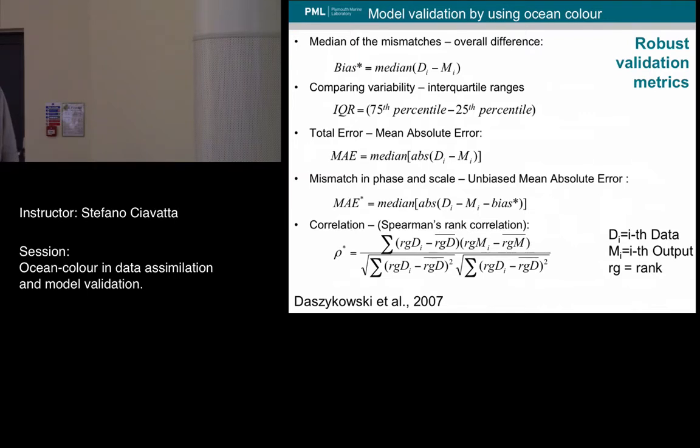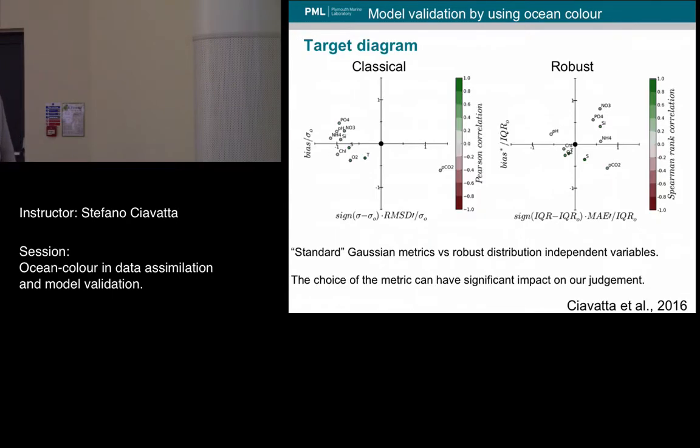And so you can get some skill metrics like the bias, like the mean absolute error, that correspond more or less to what we have seen and we know very well, root mean square deviation and so on, but by using an approach that does not rely on the assumption of Gaussianity. So also this kind of metrics, we can represent them in target diagrams. And here I'm showing you the difference of the skill of a model output with respect to in situ data using the same data set, same model output and so on, by using the two different approaches, parametric and non-parametric, and the differences in the evaluation of the skill that we will obtain.